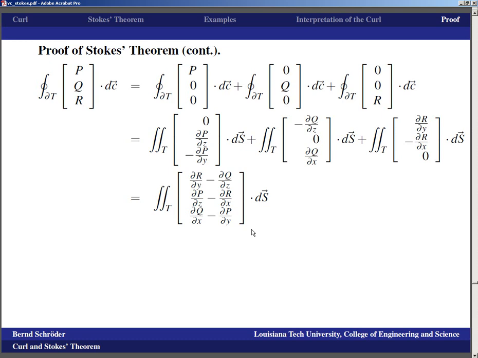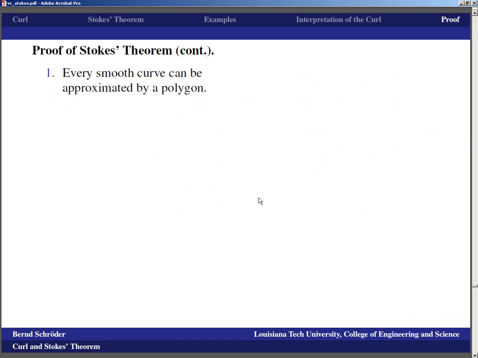And if you compare this with what you get when you just take nabla cross (p, q, r), then you realize that this is the curl. So that proves that, for triangles, the integral of a vector field along the boundary of a triangle is in fact equal to the integral of the curl over the solid triangle as a surface integral.